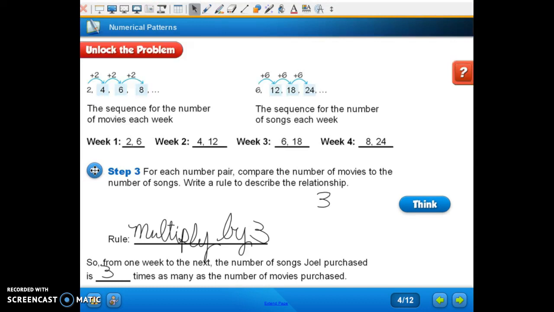For each number pair, compare the number of movies to the number of songs. Write a rule. So then the think is for each related number pair, the second number is 3 times as great as the first number. So our rule is multiply by 3. So from 1 week to the next, the number of songs Joel purchased is 3 times as many as the number of movies purchased. Now you might have had to stop your video because we were recording and then I had to go back and re-record.